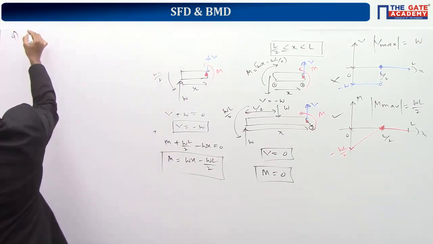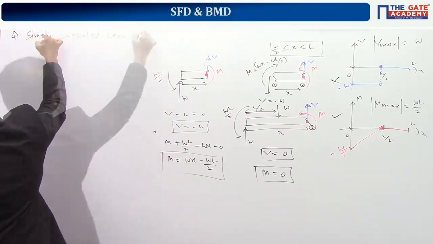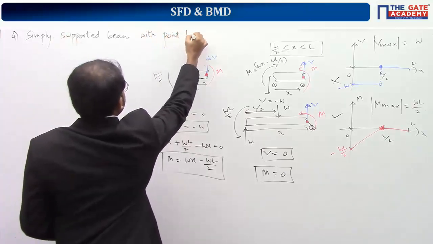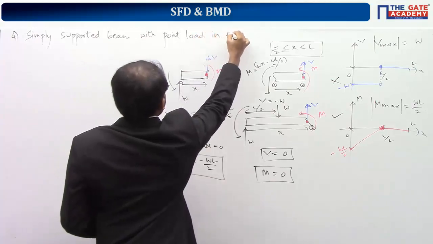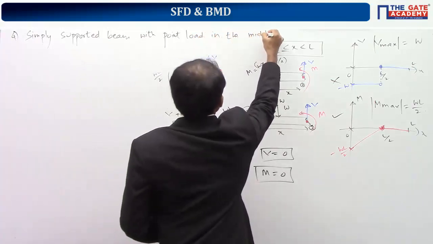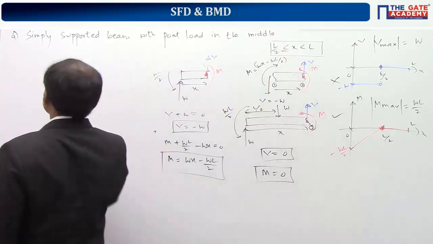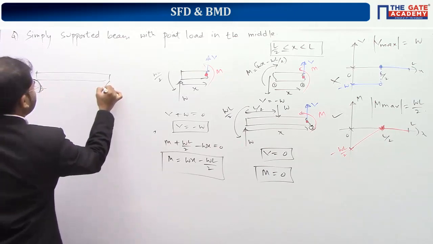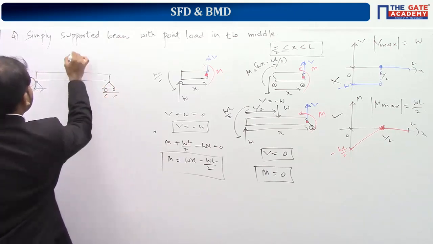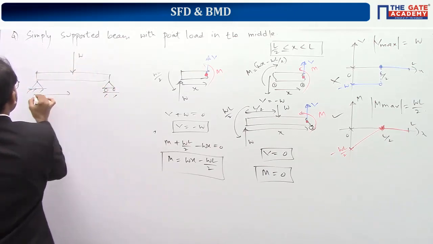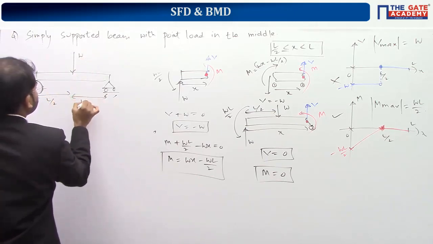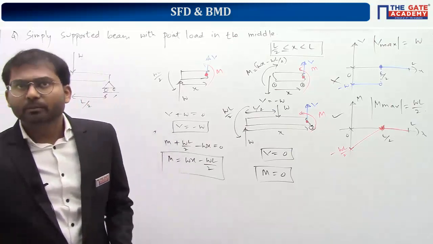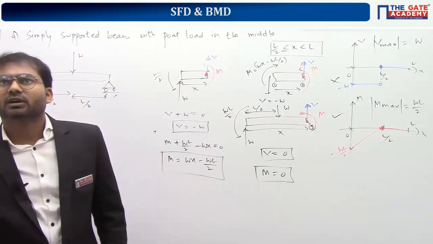So the fourth one is a simply supported beam with point load in the middle. For this one I will not disturb you. As you know the concepts, I want you to do all the steps on your own. I'll give you some time and later I will give you the explanation and solution on the board. Simply supported beam experiencing point load W in the middle. I hope there is no confusion.